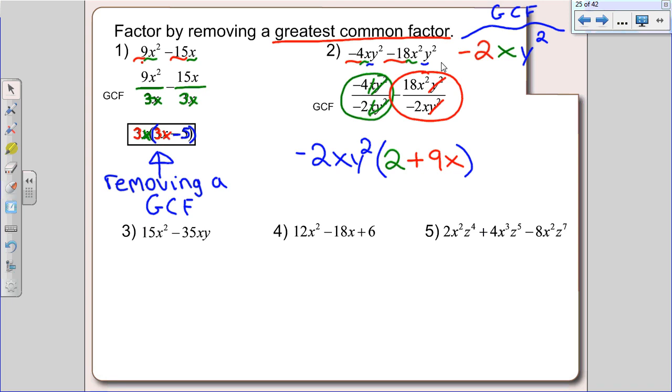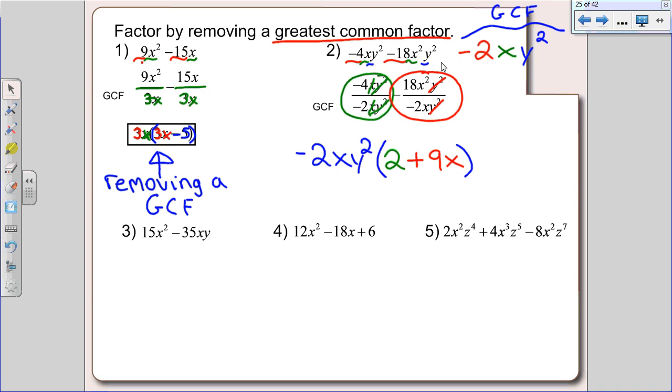Alright, I want you to try to factor number 3. So go ahead and give it a shot. At the very least, see if you can figure out what the greatest common factor is. Okay? We will do it together in just a second, but try to figure out what the GCF is, and try actually removing it.